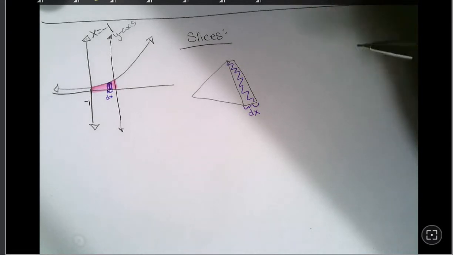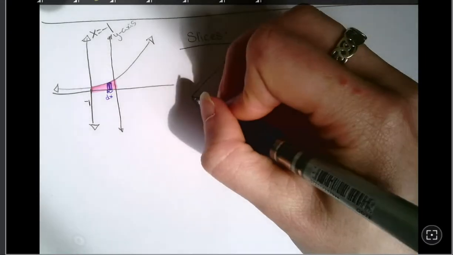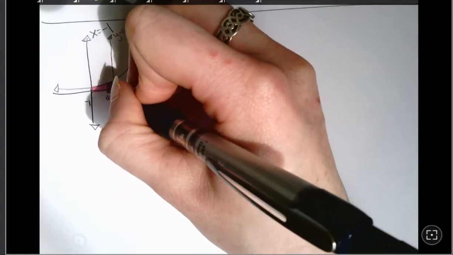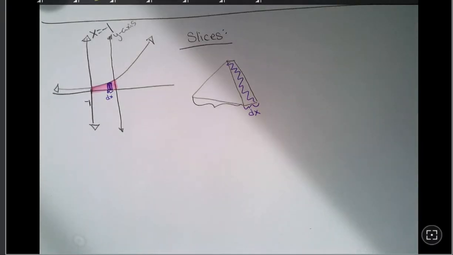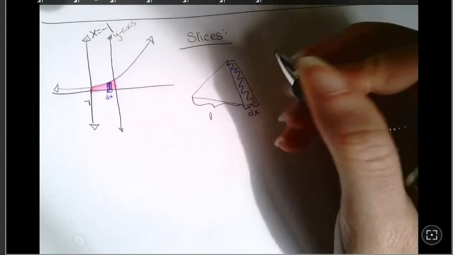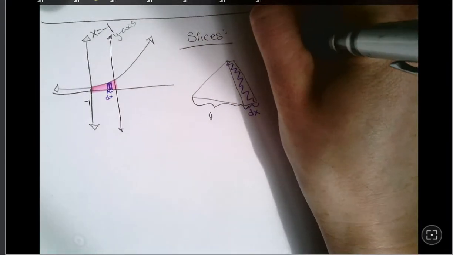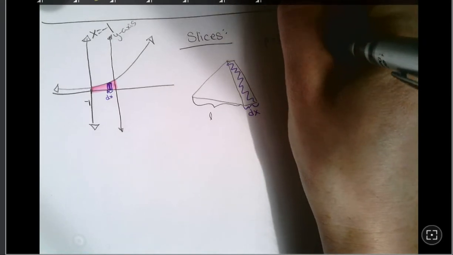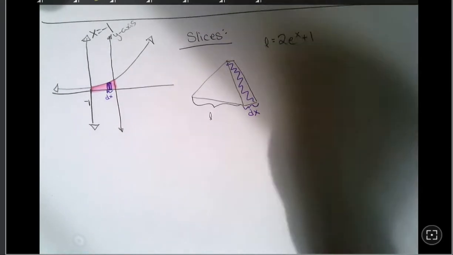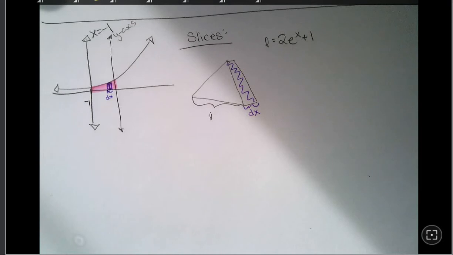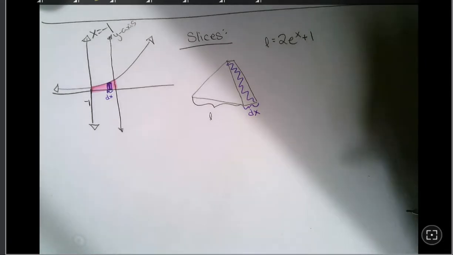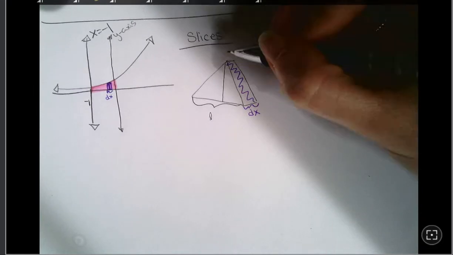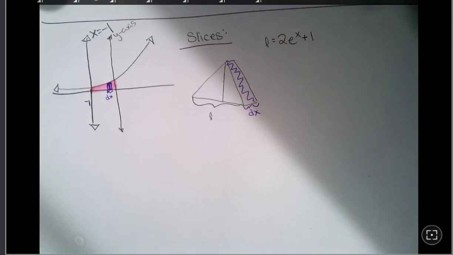These are laying on our base, and they have this length here. And if I look over here, it's just going from my x-axis up to my line. So that means this L here is going to be equal to my function, 2e to the x plus 1. What we need to be careful with, though, is saying, okay, if it's 1/2 base times height, our height, though, is no longer just L.